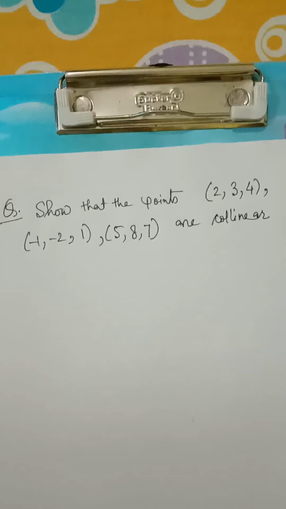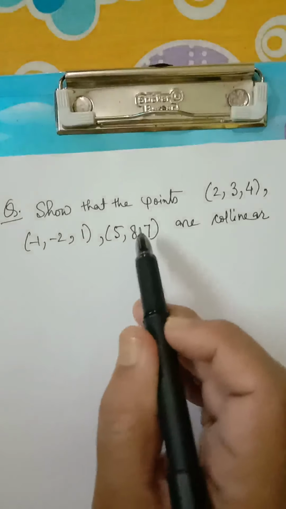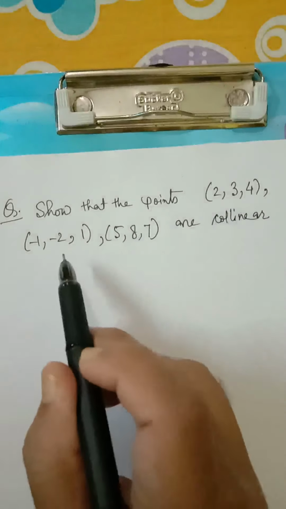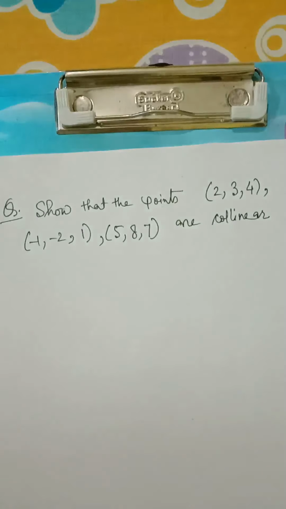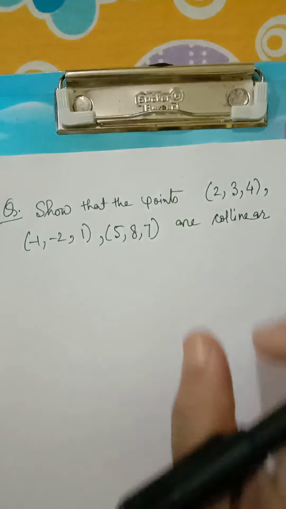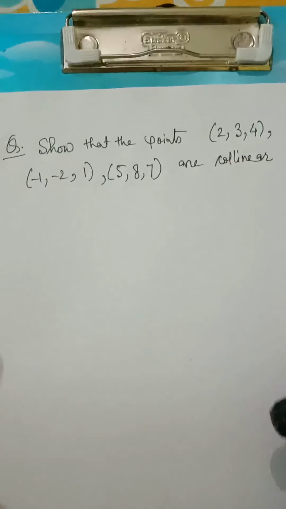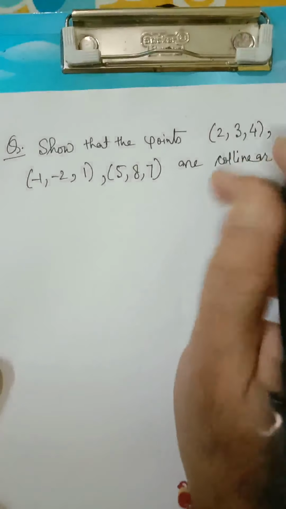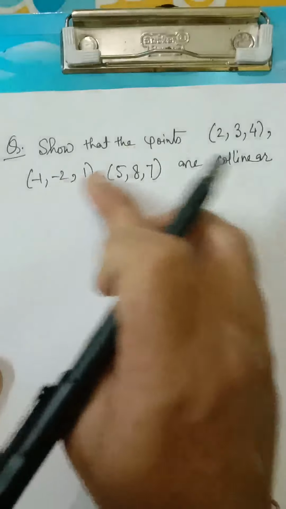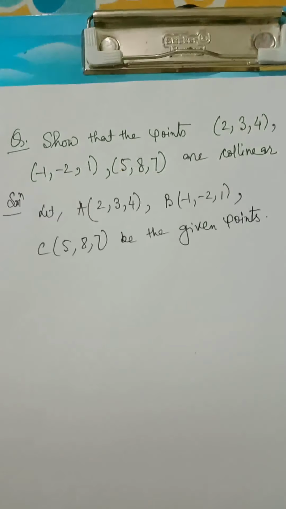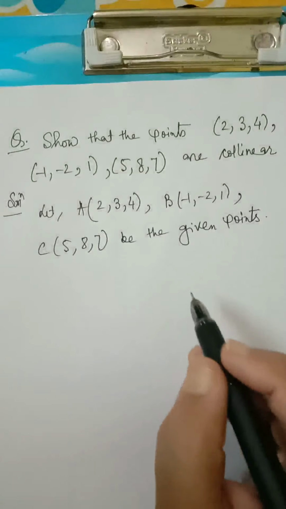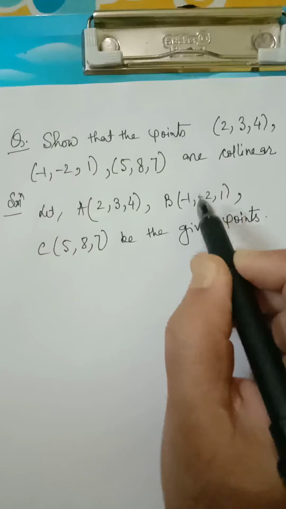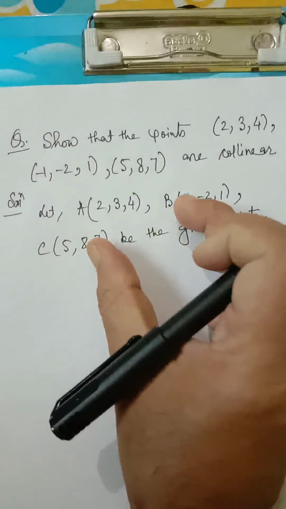Next question is, show that the points 2, 3, 4, -1, -2, 1 and 5, 8, 7 are collinear. We have to show these 3 points are collinear. So first of all, let us denote the given points by A, B and C. Suppose A, B, C are the given points. Now let us find direction ratios of AB and direction ratios of BC.